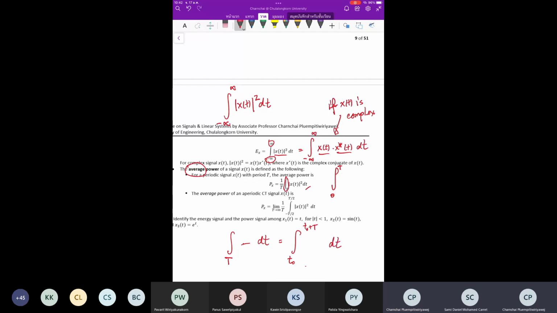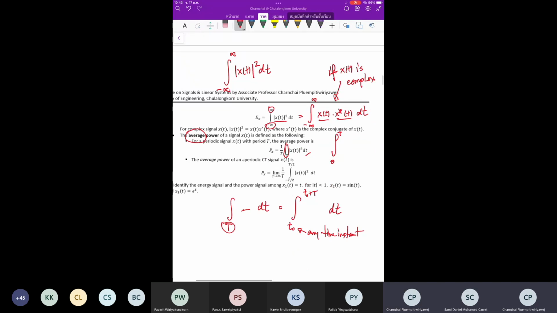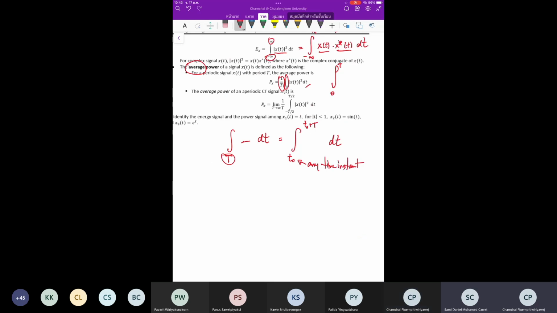This is what it means. t naught could be any time instance, any constant. When I write it like this, it means just integrate over the period regardless of the starting point. And if it is periodic, you have to divide by the period, so you multiply by 1 over T.